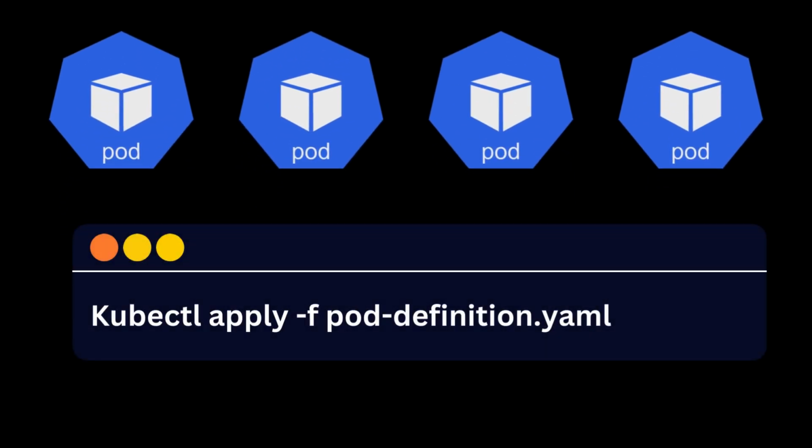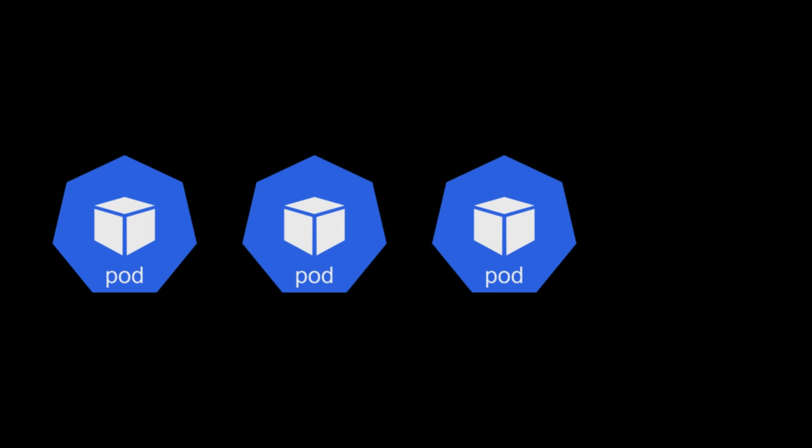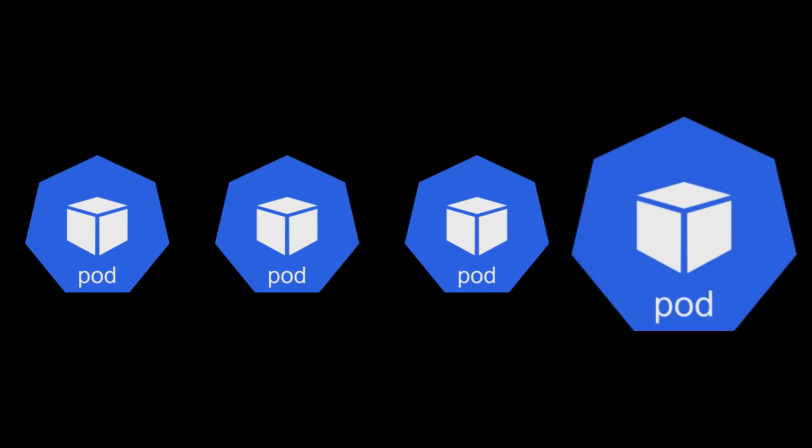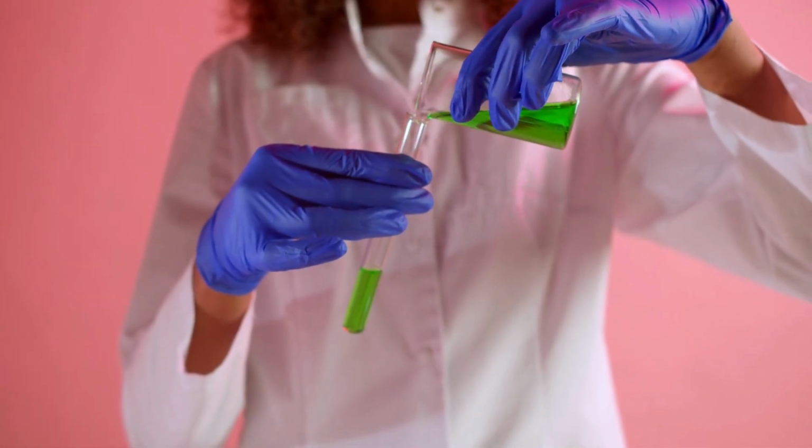You may apply the pod definition file 4 times to create the pods manually, but now what if one pod terminates or goes down? In that case, you have to create another pod manually again. Well, that's a lot of manual work and we definitely don't want to do it. So, what is the solution to this problem?